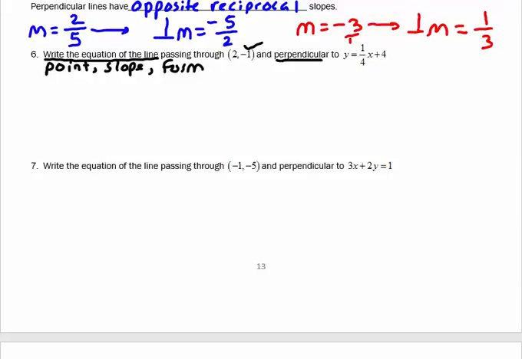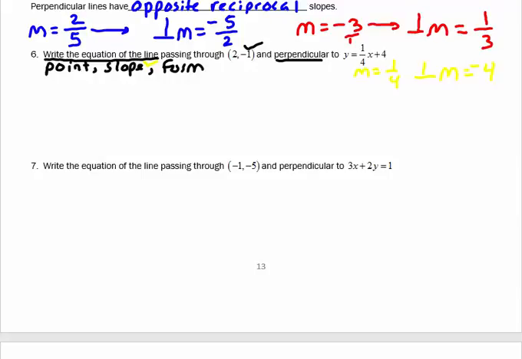So to be perpendicular, we first have to know the slope of the line of the equation that's given. So if I look at this form, it's in slope-intercept, I have the slope is positive 1/4. So my perpendicular slope has to be flipped and opposite. So when I flip 1/4, I get 4, and it needs to be negative because the first slope was positive. So I now have my slope and I have the point from the beginning.